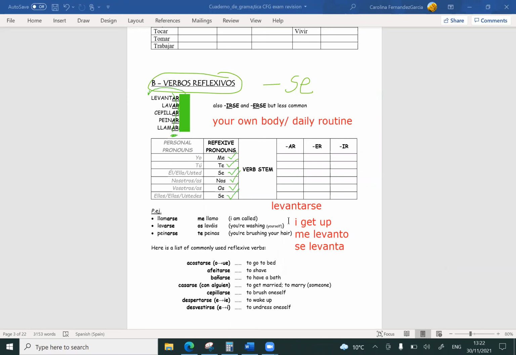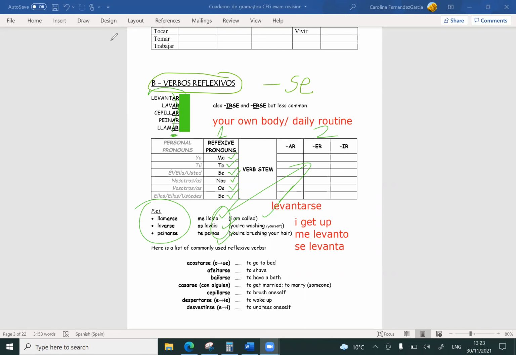Okay? We can have a look at a few examples here. Llamarse, that's where the word me llamo, I am called, comes from. Os laváis, te peinas. So basically here I have to take into account two things. The first one is what is called the reflexive pronouns, the bit with the se at the front changing with the person. And the second thing is the ending, depending on whether it's ar, er, ir, and depending on the person.